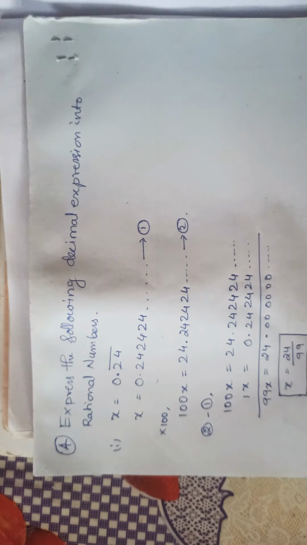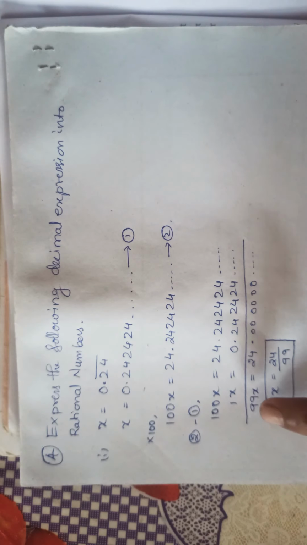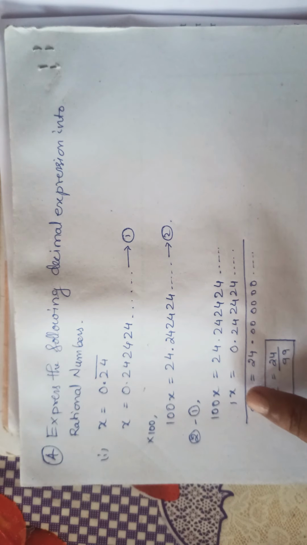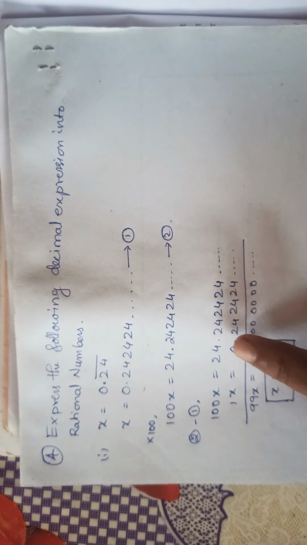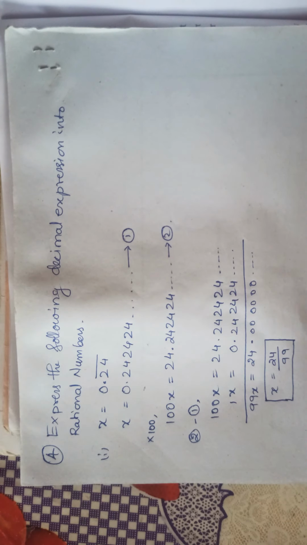We subtract these two. So this is 100x equal to 24.2424... and so on, minus the first one. The first one is 1x, that is 0.242424. So we write the decimal below the decimal point. So 2424 being subtracted, it remains as 24. 100 minus 1 remains 99x. And therefore x is equal to 24 by 99.